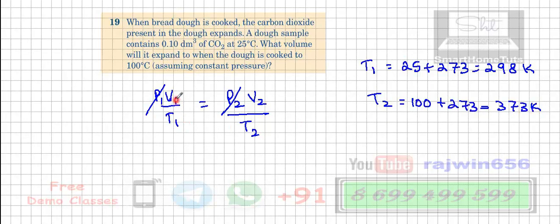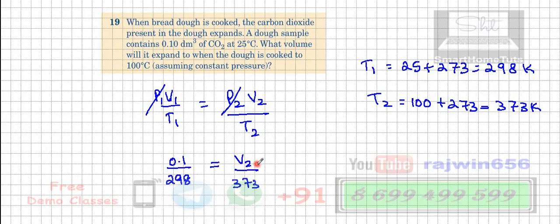Okay. V1 is given to us, that is 0.10 dm³. V2 you are supposed to calculate. So V1 upon original temperature, 298, is equal to V2 upon the new temperature. V1 is 0.1 dm³. T1 is the original temperature, which is 298 K. This is equal to V2, which we are supposed to calculate. The new temperature is 100 degrees Celsius, which is 373 K.